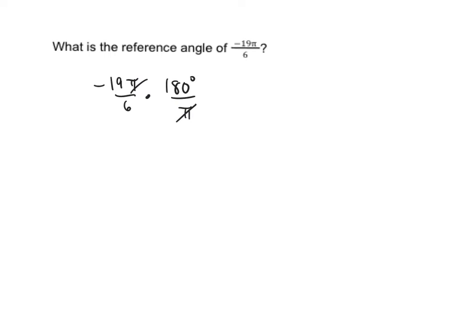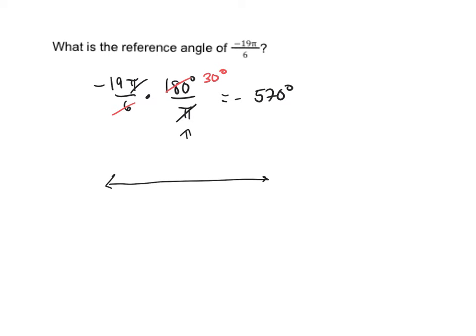So that would give you negative 19 over 6 times 180. Well, we can actually cancel out 6 and 180. That'll leave us 30. So this is essentially just negative 19 times 30, which would be negative 570 degrees.